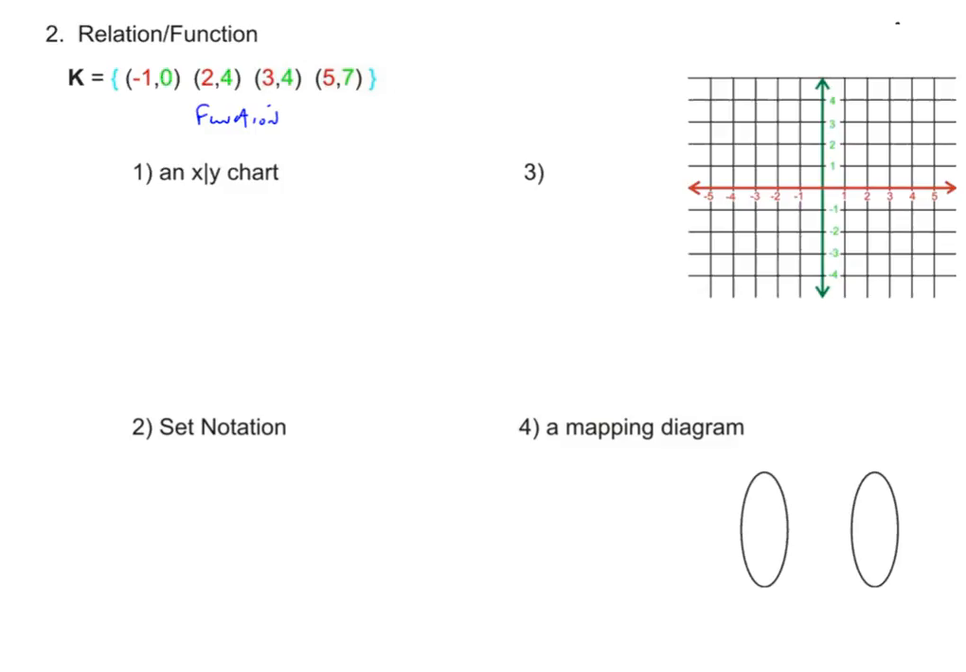Okay, now we can ask you to go ahead and show a function or a relation four different ways. First way is with an XY chart. Pretty simplistic. You need to list the X values.